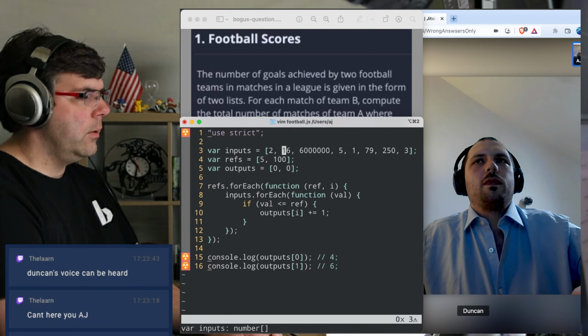Team A has played 3 matches and scored one goal in the first, 2 goals in the second, 3 goals in the third, respectively. Team B has played 2 matches, but this is, again, forget teams and matches. This has nothing to do with teams or matches. It's just to confuse you and give you bad context.